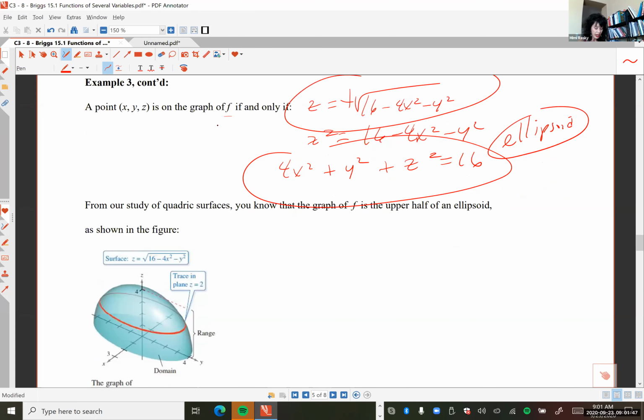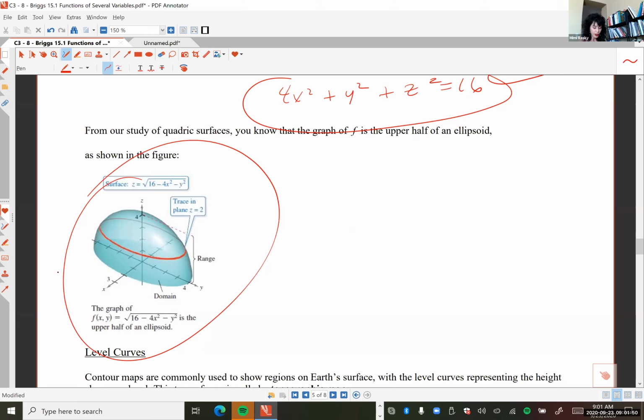So it's only going to be the upper half of an ellipsoid. So you can see that the highest it gets is 4, the altitude that is, and the lowest it gets is 0 when it's in the XY plane.